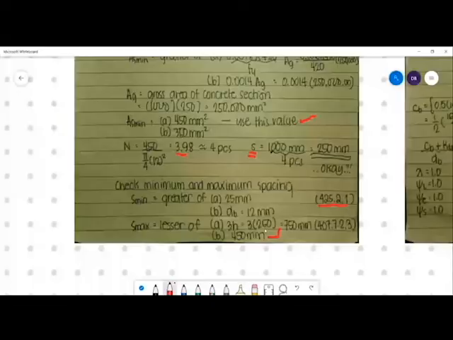Okay? So let's go back here. So we compared it with the maximum value, 3h, 3 times 250 is equal to 750. B is 450. 450 is the maximum. 250 is below the maximum value. Now let's look at the minimum using section 425 of your NSCP.